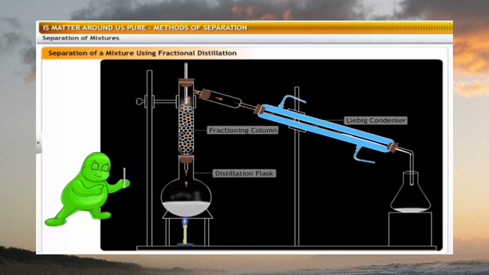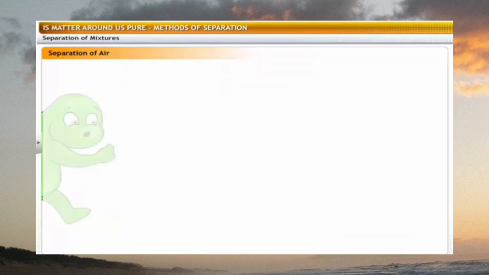The beads provide the surface for the vapors to cool and condense again and again. The fractioning column obstructs the smooth upward flow of vapors. During this process, only the vapors of n-hexane, which has a lower boiling point, pass through and get condensed in the condenser. N-heptane, which has a higher boiling point, condenses and flows back into the distillation flask.